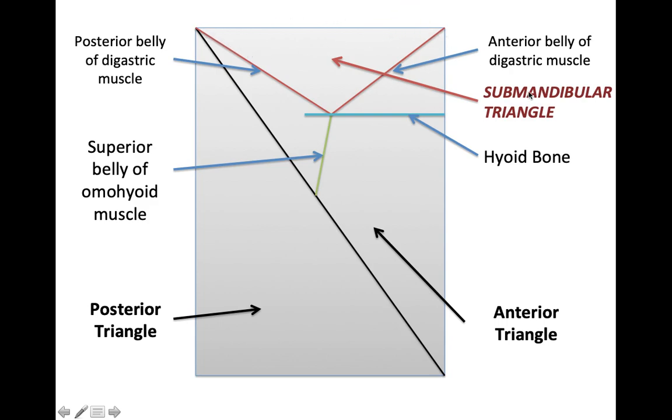The contents of the submandibular triangle, just write them down. These are submandibular gland, facial artery, hypoglossal nerve, facial vein, submandibular lymph nodes, and a part of the parotid gland.